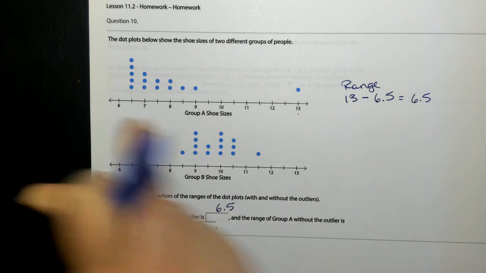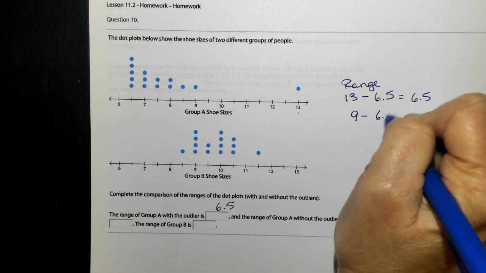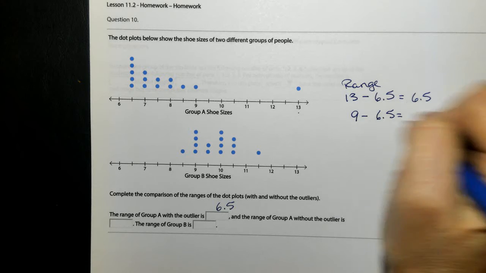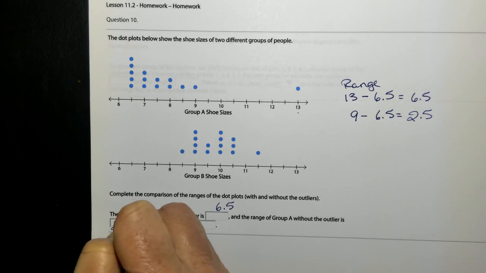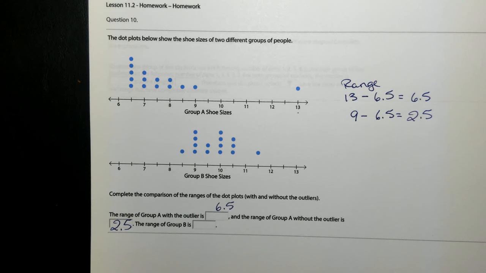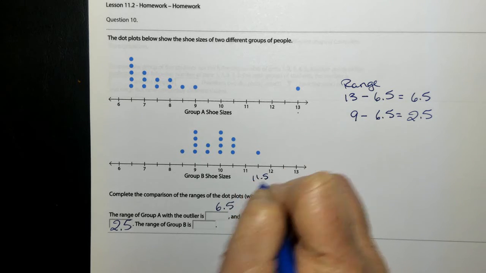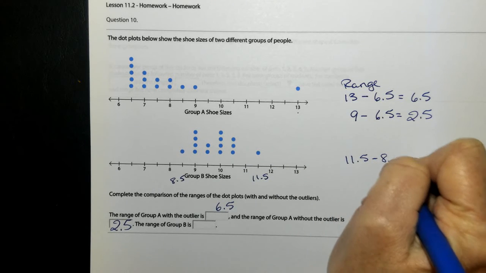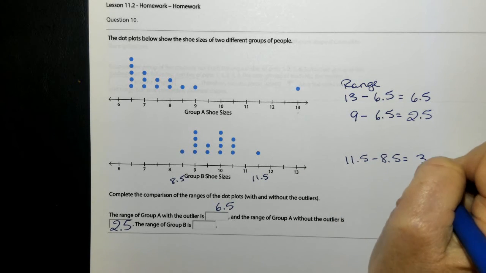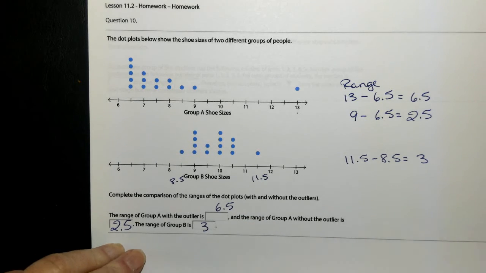However, if we took away that 13, we're looking at a range from 9 to 6.5, and that is much tighter. That's 2.5. And the range for Group B is 11.5 down to 8.5, so it's 11.5 minus 8.5, or 3. So if you didn't have that outlier, the 2 groups would be much more similar.